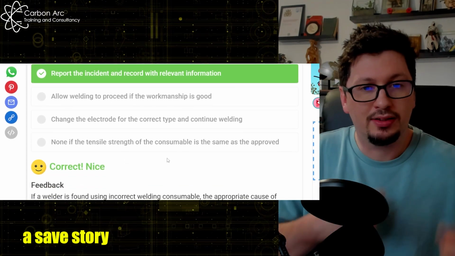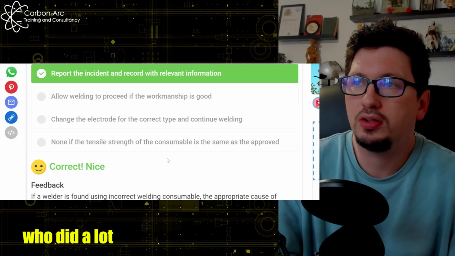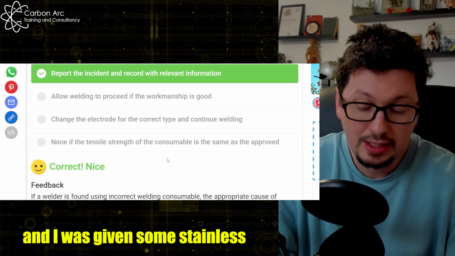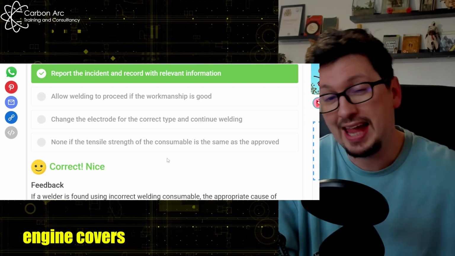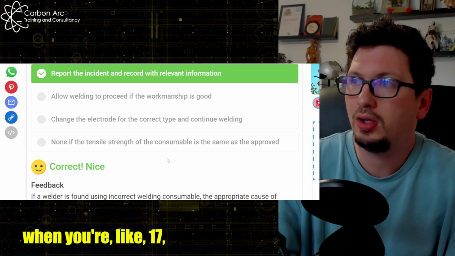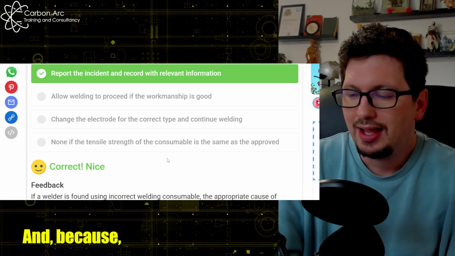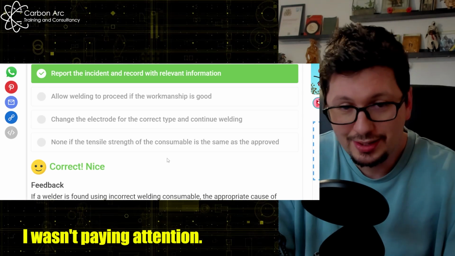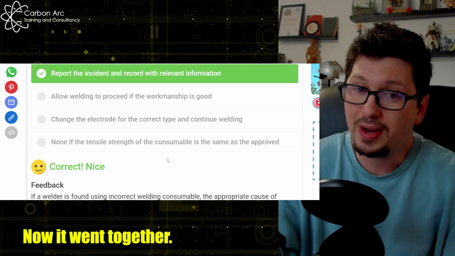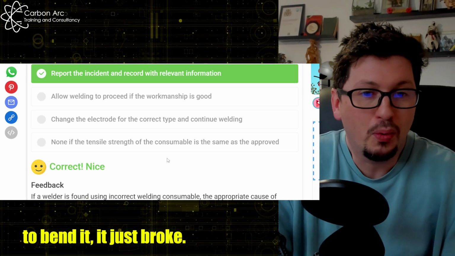I remember, a side story, when I was an apprentice, I worked for a company who did a lot of aerospace components, and I was given some stainless steel components to make. They're basically engine covers for fighter planes, which was really cool to do when you're a 17 year old. And because I was a kid, I wasn't paying attention, I ended up welding all of these with titanium wire. Now, it went together, but as soon as you tried to bend it, it just broke, yeah?